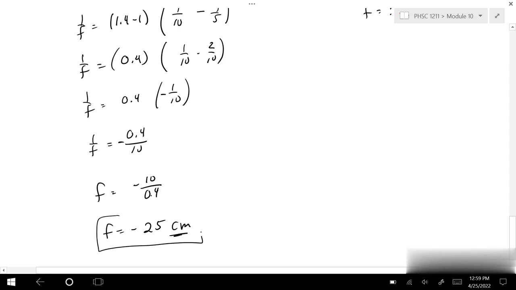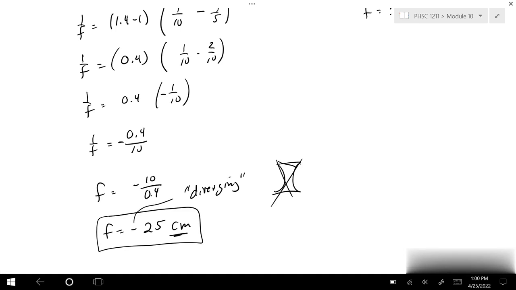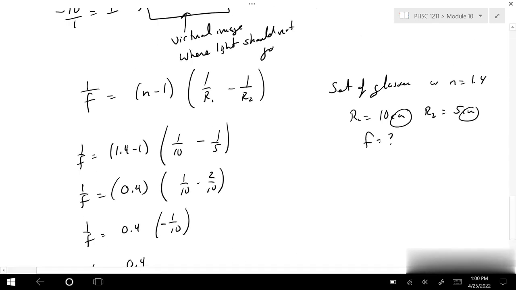And negative means the glasses are going to act like a diverging lens together. So this negative means I have a diverging set of glasses. Now it's not going to look like this, because remember that's going to be hard to put on the eye, but they're going to do the same thing as those glasses would do. So this person would need a prescription of a focal point of negative 25 centimeters.